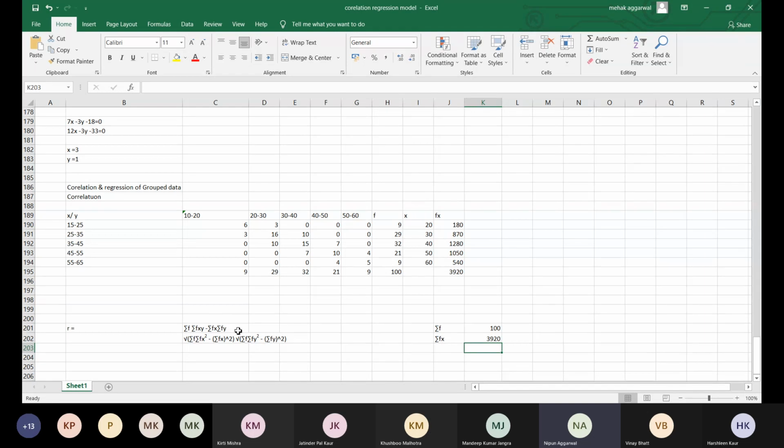Now next is summation fy. So we have to calculate. This is the data of y. So we require y now. So for y, this is your y. Which is the midpoint of 10 and 20, which is 15, 25, 35, 45, 55. So this becomes your y.